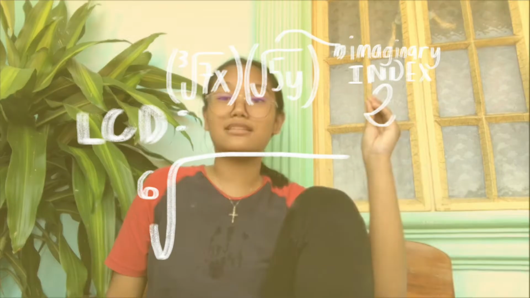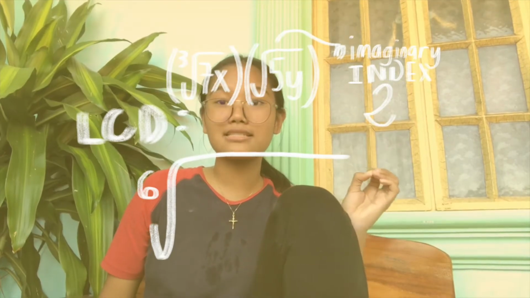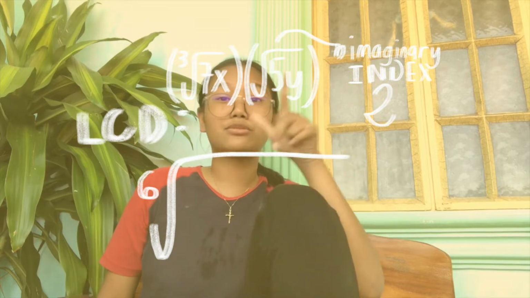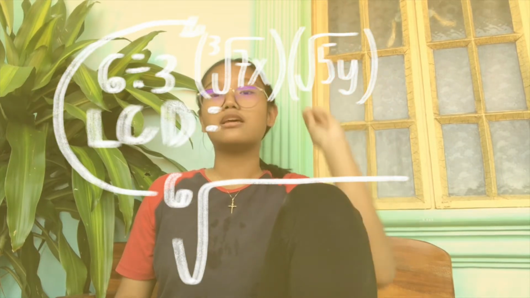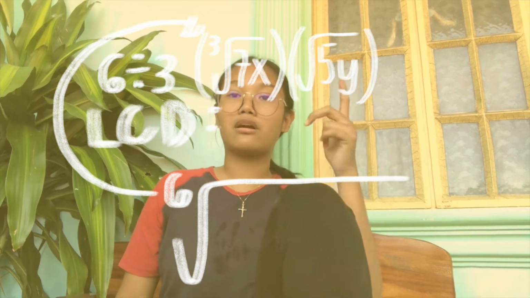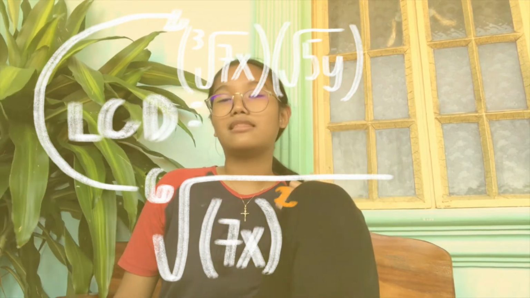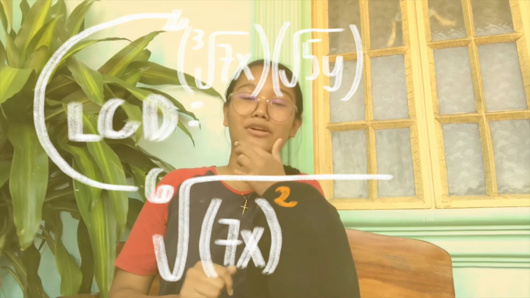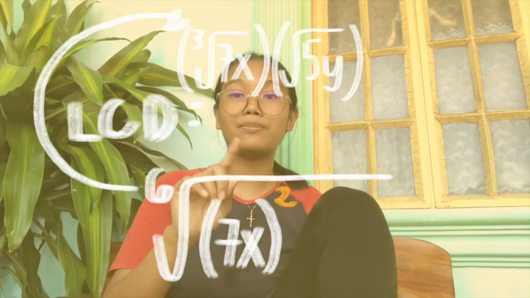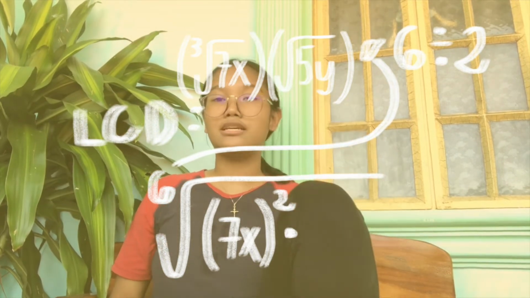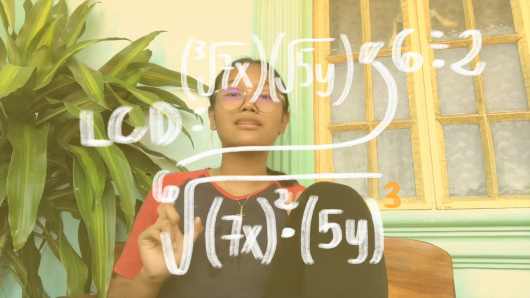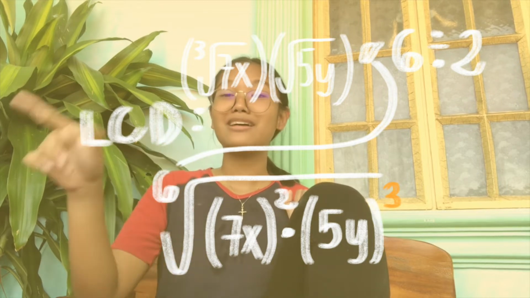The LCD is 6, and then copy the radical. After that, you will divide the index of 6 by the index here first. So 6 divided by 3 is 2. Therefore, you will copy 7x down there, and then put an exponent, a square. Then multiply it by this part, which is 6 divided by 2, which is 3. So you will now put 5y, then cube.